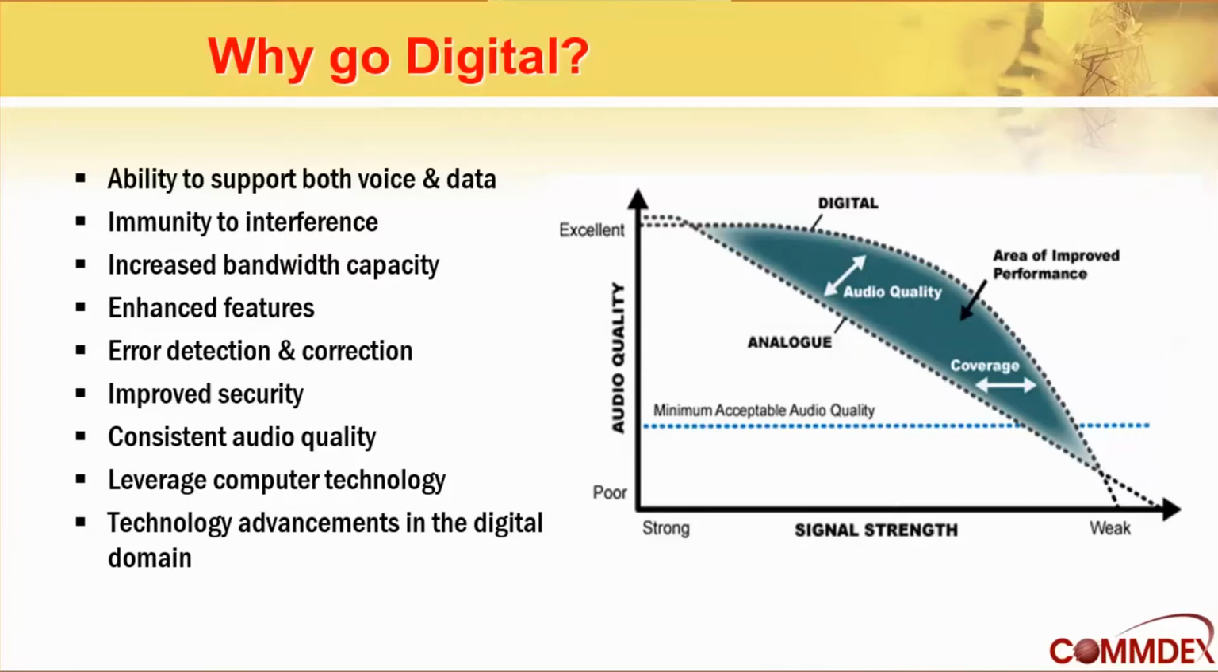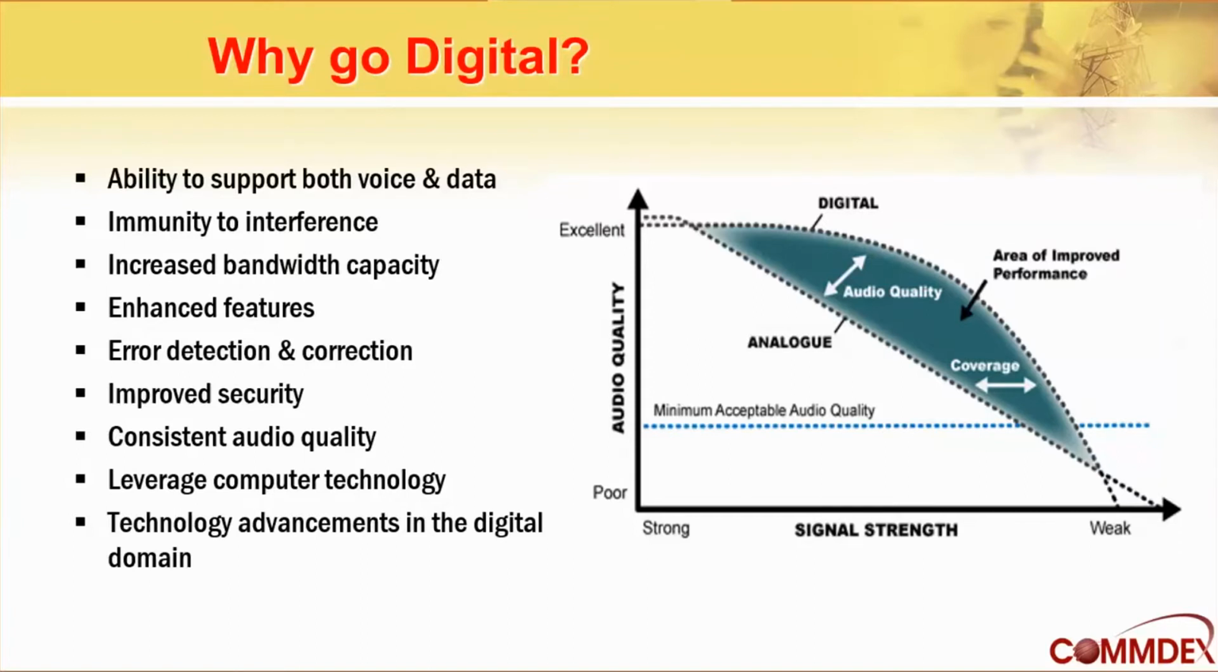If you look at this slide, this is a graph of audio quality versus signal strength. Generally, intuitively, you would think, well, the higher the signal strength, the better the audio quality. And that was certainly true in the analog world. As you get further away from the transmitter, your signal got weaker and your audio quality went down until you reached a point where it just wasn't any good anymore. It was too weak. In digital, it takes a slightly different path.